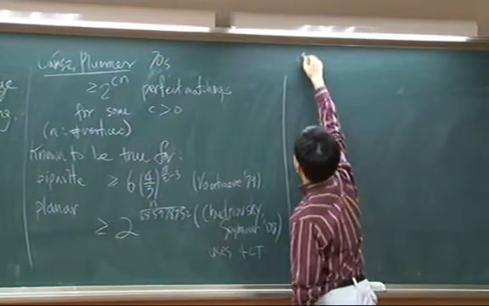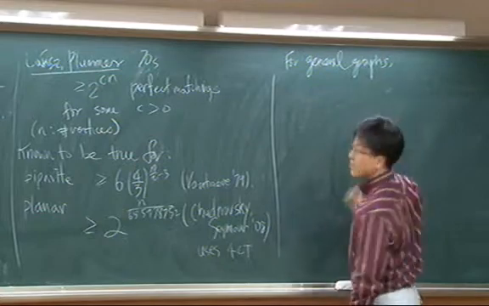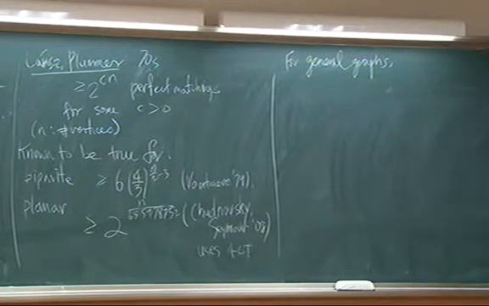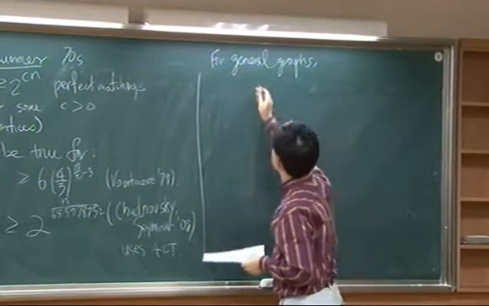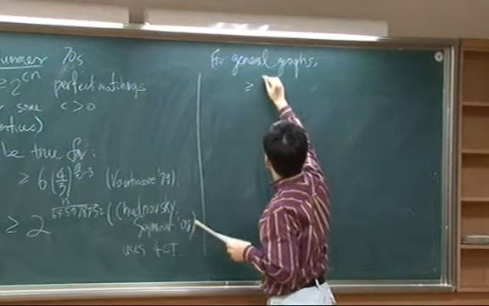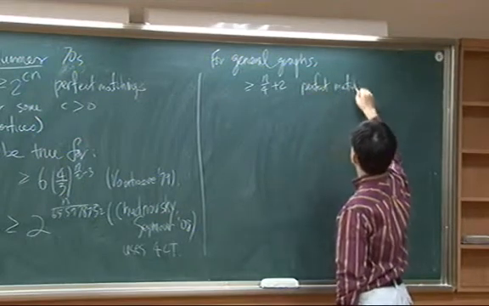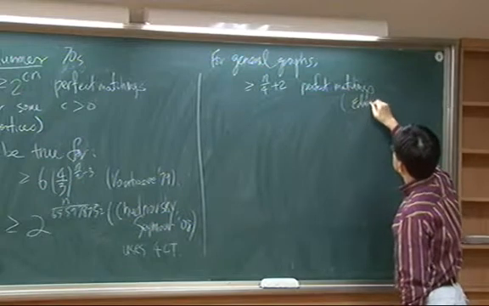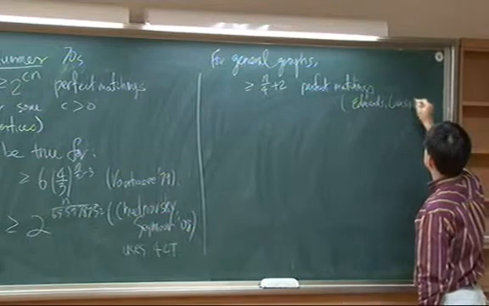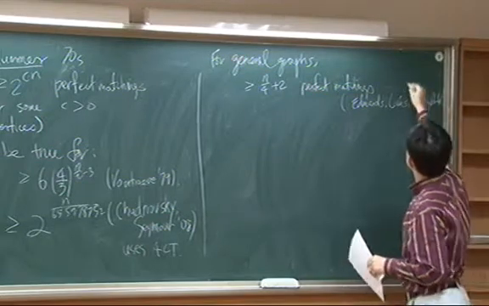What about general graphs? For general graphs, instead of an exponential function, we might hope for a polynomial or some constant or whatever, right? And there was a result by Edmonds, Lovász, and Pulleyblank in the 80s, and a consequence of their result is that there will be at least n over 4 plus 2 perfect matchings. So this is implied by Edmonds, Lovász, and Pulleyblank. That was 82.